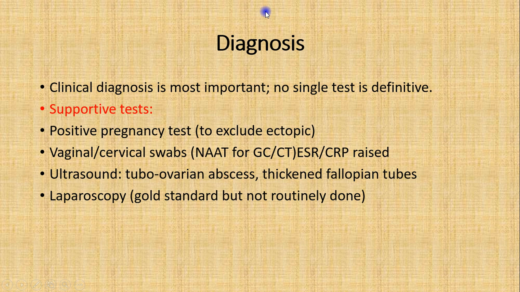How do you make the diagnosis? Clinical diagnosis is most important. There's no single definitive test. You can do supportive tests: a pregnancy test to exclude ectopic pregnancy, vaginal or cervical swabs, that's nucleic acid amplification tests for Neisseria gonorrhoeae or Chlamydia trachomatis, ESR/CRP if they are raised, ultrasound to assess for ovarian abscess, thickened fallopian tubes. You can do laparoscopy, which is the gold standard but not routinely done.